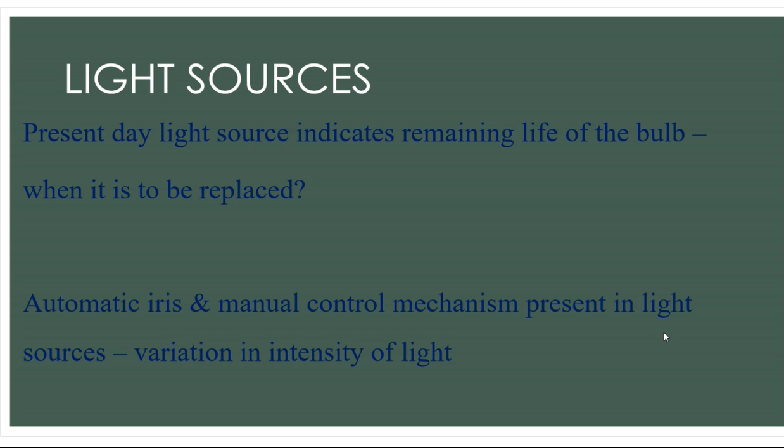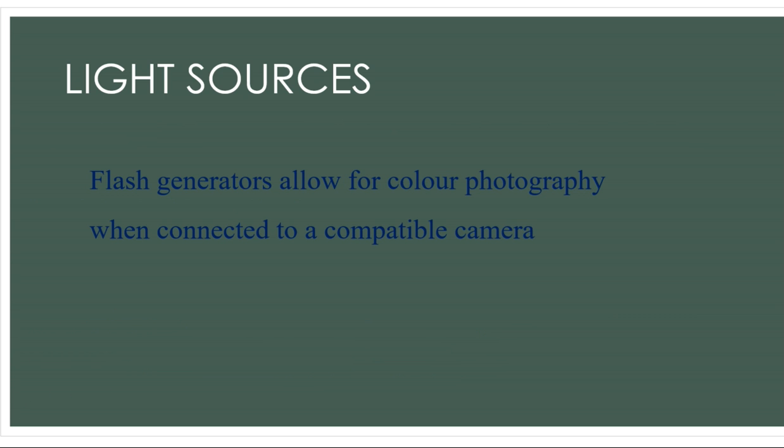Nowadays, variation in the intensity of light is possible. We can change the intensity of light during any operating procedure by control. An automatic iris and even a manual control mechanism are present in all the light sources available nowadays to change the intensity of light. Another important advantage of present day light sources is the availability of flash generators.